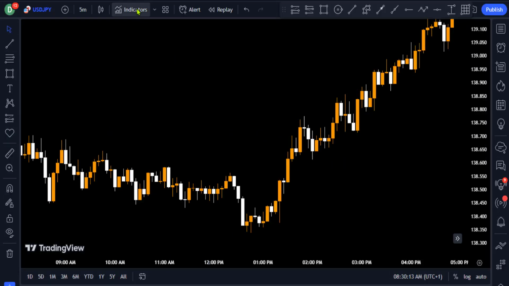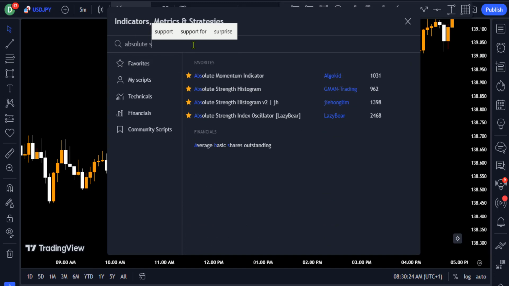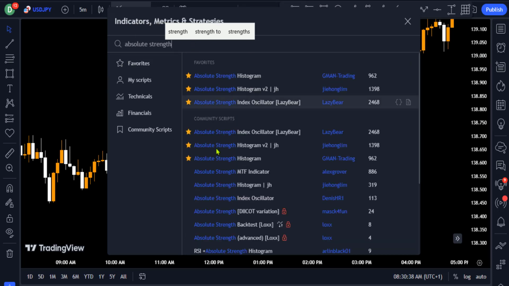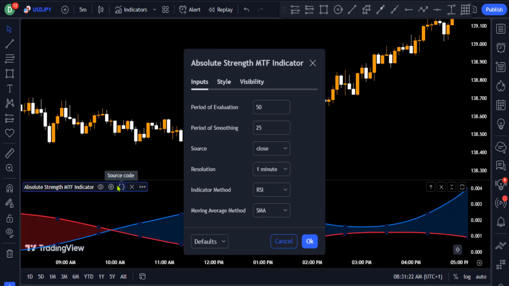You have to click on this Indicators tab over here to add the indicator to the chart, and you have to type Absolute Strength Indicator, and then you will click on this one that was created by this guy called Alex Grover. Now that you have added the indicator to the chart, you will have to go to this gear icon to access the settings of the indicator.